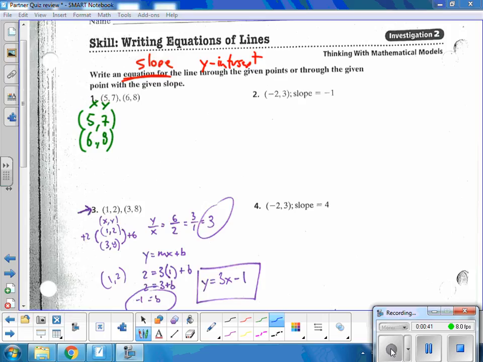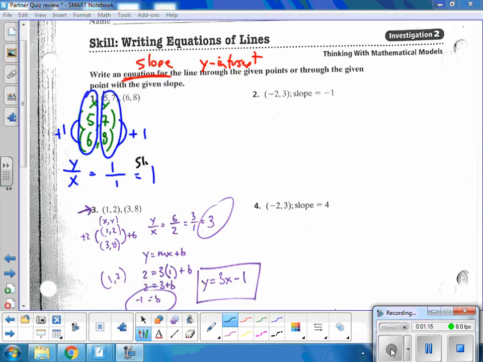Now what I need to do is find the change. What does it take to change from the one to the other? So to go from 7 to 8, it is plus 1. To go from 5 to 6, it's plus 1. Now my slope is y over x. So here are my y's, and it's plus 1, so I'm going to have a 1 on top. And here are my x's, which is plus 1, so I'm going to put my 1 at the bottom. And 1 over 1 equals 1. So what I have found now is my slope. My slope is just how it's changing from one point to the other.